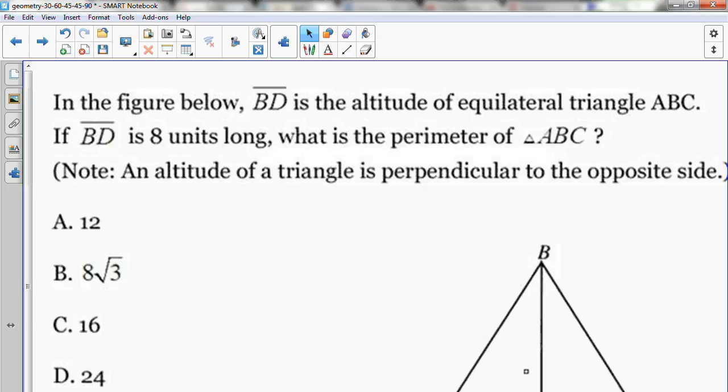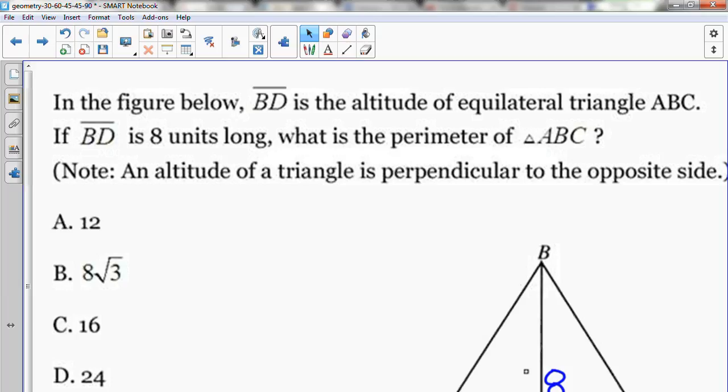All right. Now, this is the same thing. Okay. Same kind of problem. The numbers are a little bit harder in this one. All right. It says in this figure below, BD is an altitude of equilateral triangle ABC. BD is 8 units long. So they're telling me again what the height of the triangle is. Okay, now there again, it wants the perimeter of triangle ABC, and it tells you note that the altitude is perpendicular to the opposite side, so that would form a right angle.